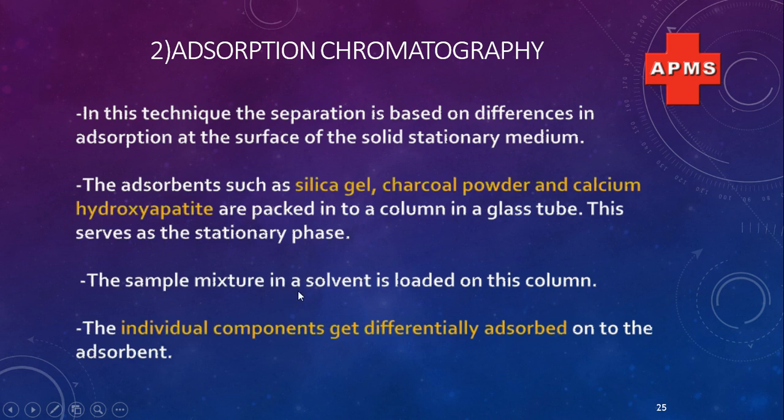The sample mixture in a solvent is loaded on this column. The sample mixture, which is already dissolved in a solvent, will be loaded on this column. We are seeing here the example of column chromatography, where adsorption is taking place over these stationary phases. The individual components get differently adsorbed onto the adsorbent.